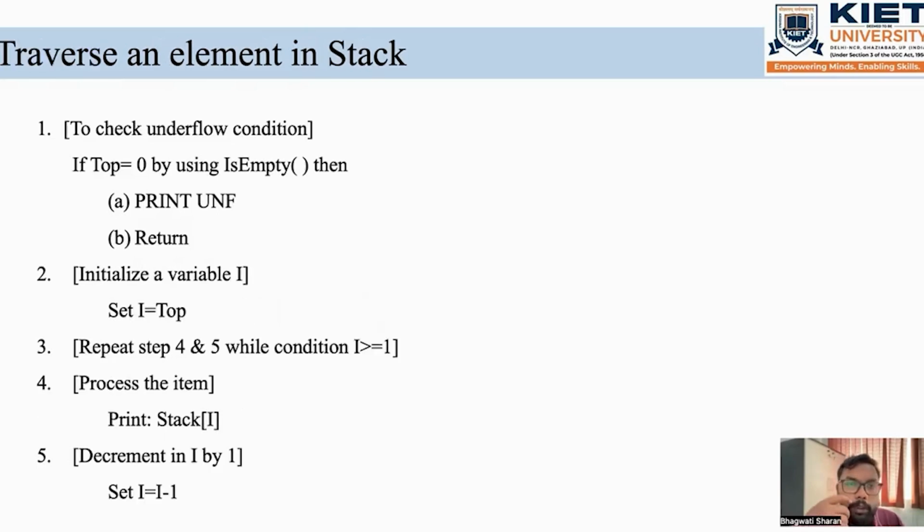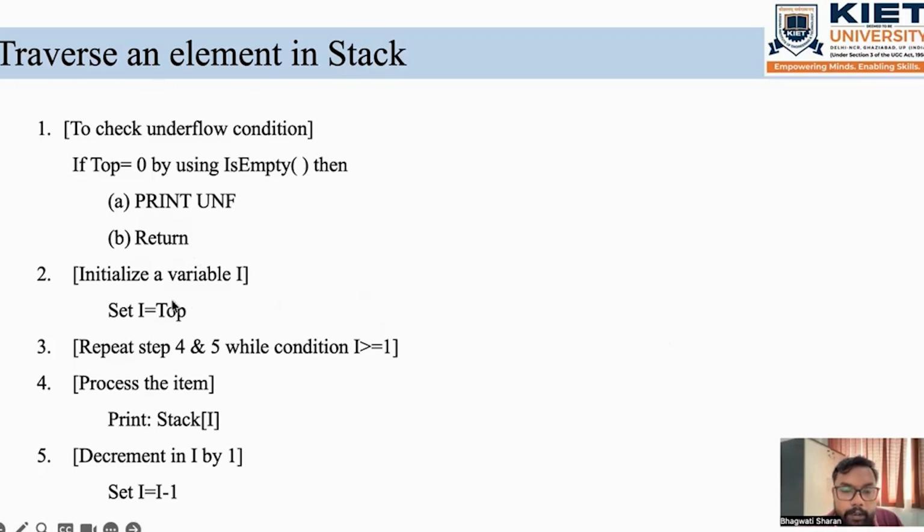Then suppose we want to find an element or traverse the elements. We check whether top is equal to 0 or not. Traversing means going one by one to each element, so there should definitely be elements. If the underflow condition is there, we cannot go for the elements. So for traversing, firstly we check the underflow condition, basically whether top is equal to 0. If top is equal to 0, there is no element, so traversal is not possible. But if elements are available, this condition becomes false.